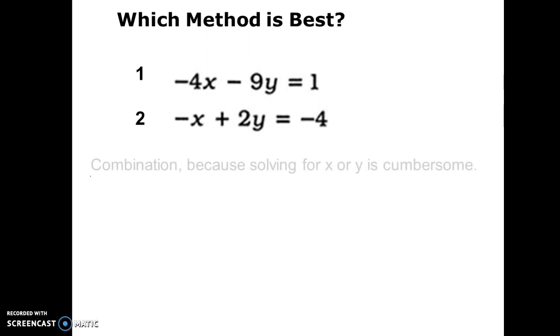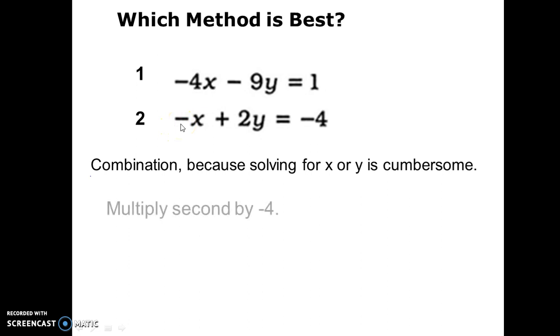Well, I would say combination or elimination again. Even though we have this x by itself here, if we were to solve for that x, that y would move over there. Then we would have to divide or multiply everything by negative. It's not difficult, but in this case, combination might be the best. Multiply the second equation by negative 4.